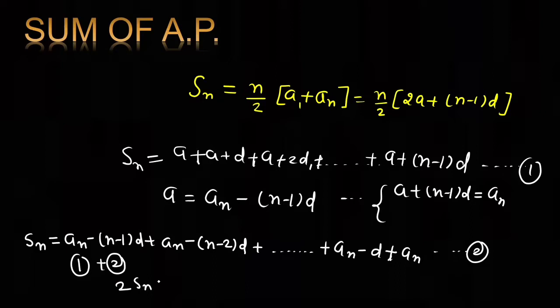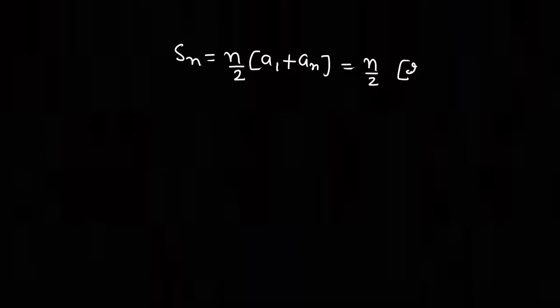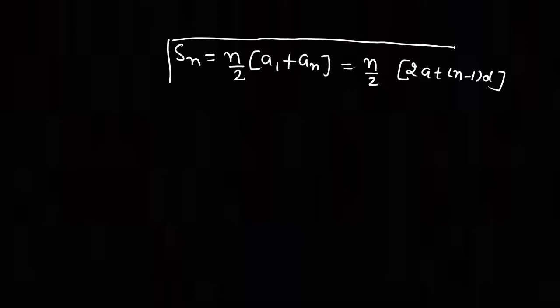2Sn is equal to n times (a plus an), n times a plus n times an. So we can write Sn is equal to n by 2 into (a1 plus an), and we can also write it as n by 2 into (2a plus (n minus 1) into d). So this is the important formula for the sum of n terms of an arithmetic progression. We will do some questions on this formula at the end of the lecture.